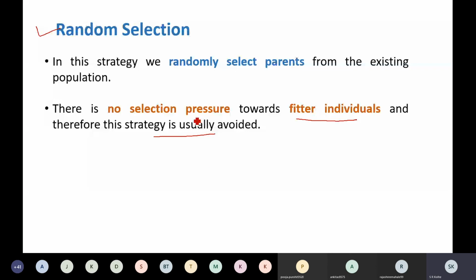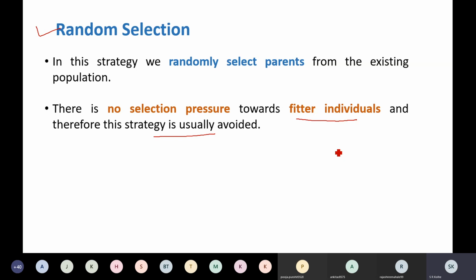In random selection, we randomly select parent chromosomes from the existing population. So there is no selection pressure towards selecting the fitter individuals. There are chances that weaker individuals might get selected, and the newly generated offspring may not be fit. So such a mechanism practically is not used, but this is one of the techniques, called the random selection technique. So these are the techniques.